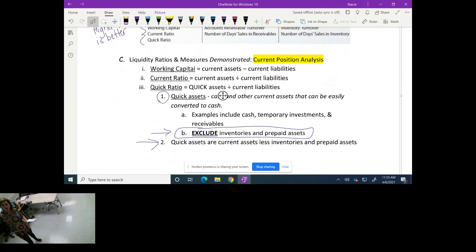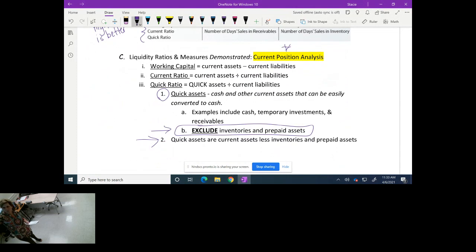All right, so let's first look at the current position analysis measures, which is that column over there. We got working capital, current ratio, quick ratio. Working capital, you'll hear that a lot. That's a very common thing that's calculated when creditors are looking at you to see if they want to loan you money as a business. So that's the formula there.